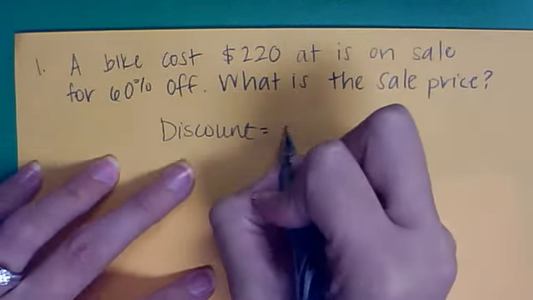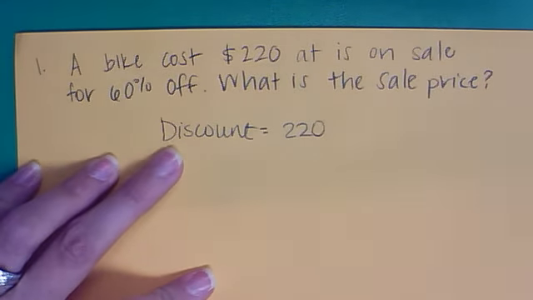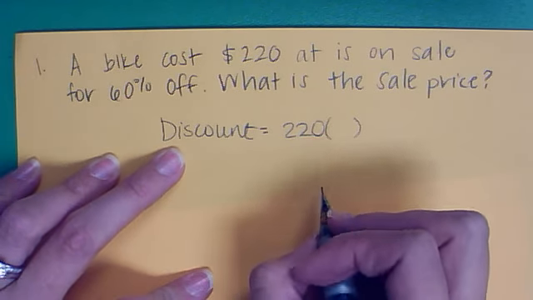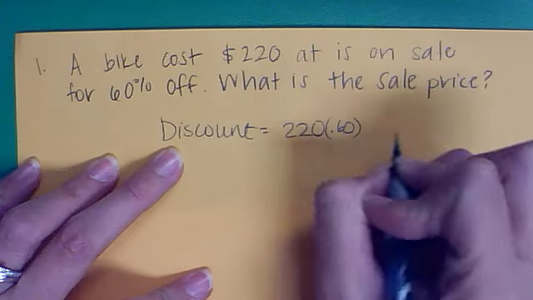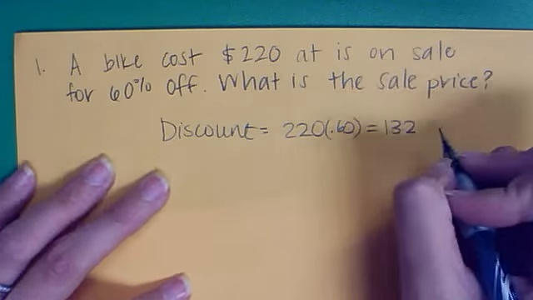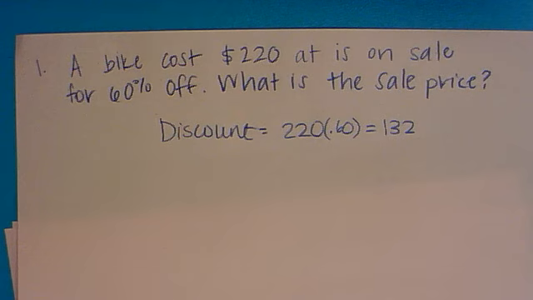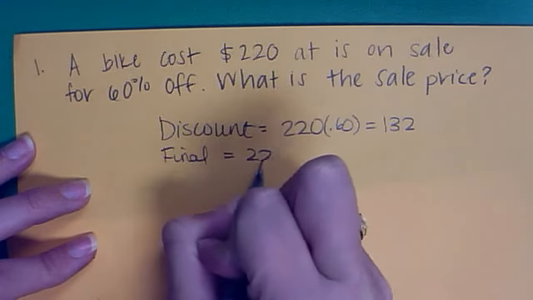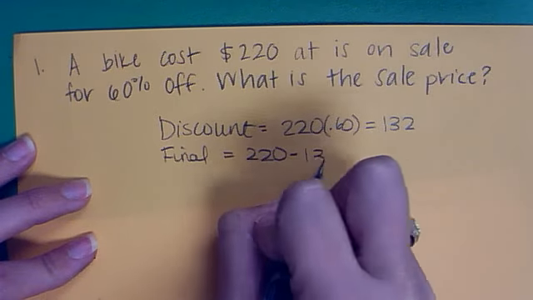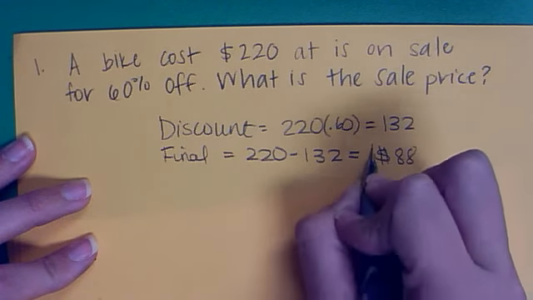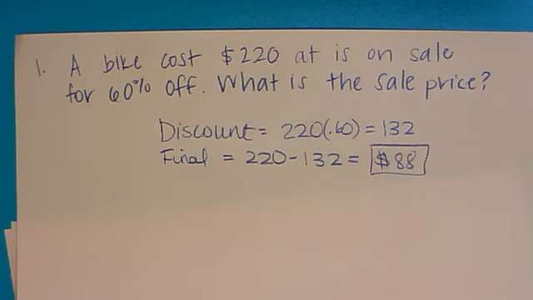Again, to find the discount, we're going to take the amount of the bike, which is $220, and multiply that times the percent. When we multiply by a percent, we're going to change it to a decimal. So we're going to do 0.60. 0.60 times 220 is 132. So that's how much the cost off of the bike is when we go to buy it. So how much does the bike cost? The final cost, $220 minus the discount of $132, which brings us to $88. That's a pretty good deal.